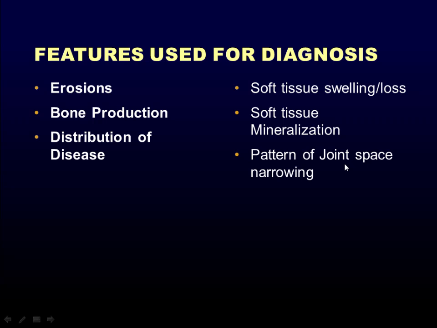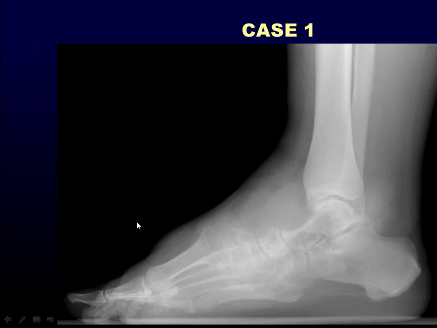Look at the pattern of joint space loss. Is it symmetric or asymmetric? And then look for erosions. Look for bone productive changes. Is it just osteophytes like reparative bone? Or is it proliferative bone, that whiskery periostitis, enthesitis that can happen along the margins of erosions? Look at the distribution of disease, especially in the hands. See if it's typical or atypical for what you're expecting for the disease process. So here's case number 1.